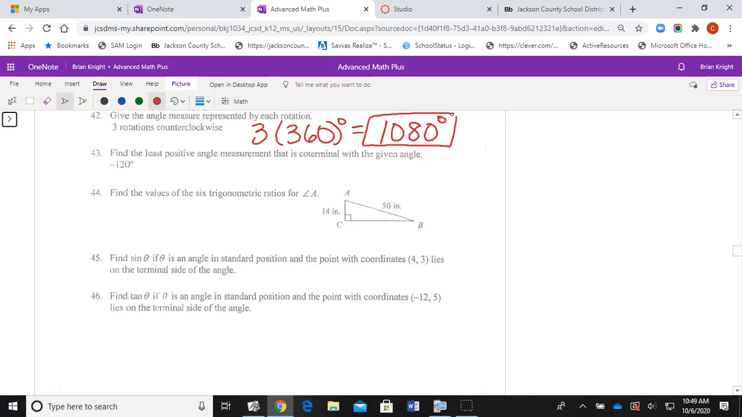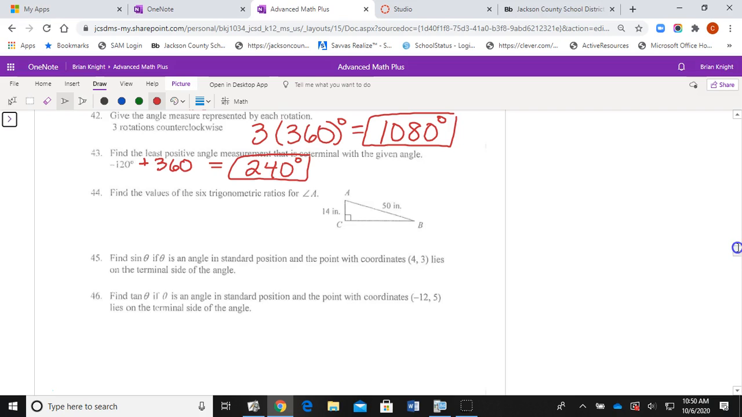43 says find the least positive angle measurement that is coterminal with the given angle. So the least positive angle is the first positive angle we get to. Okay? To be coterminal, that just means we're what? Adding 360. Okay? So negative 120 plus 360 is 240 degrees. Man, we are cooking with gas now. Okay? Everybody good on those?